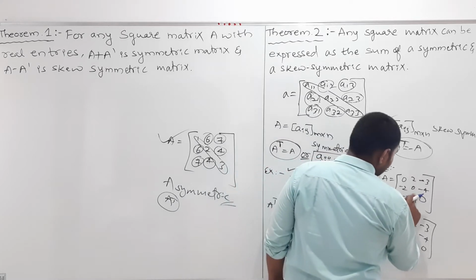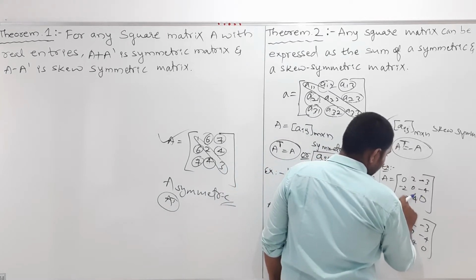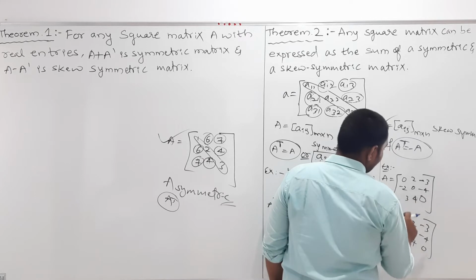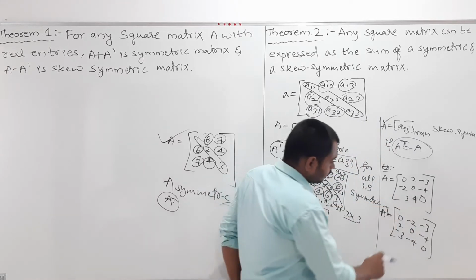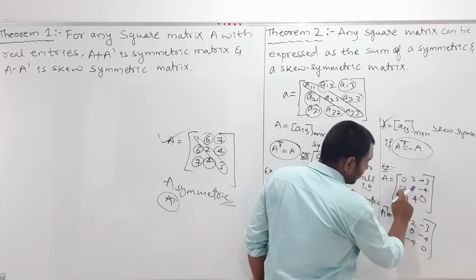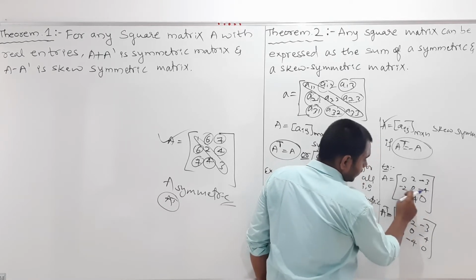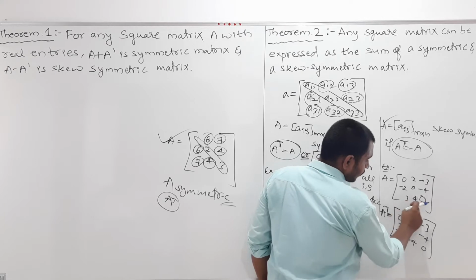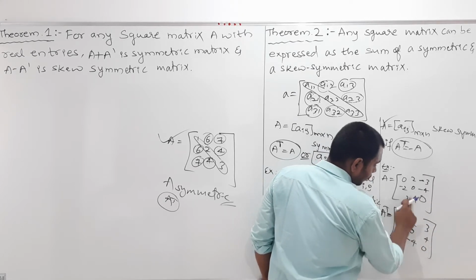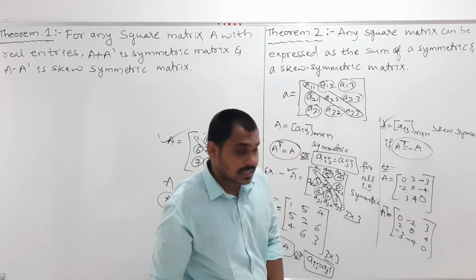Make it as plus 4. So now the matrix is 0, 2, minus 3; minus 2, 0, minus 2; minus 2, 0, minus 4; 3, 4, 0. Now you can say here it is.